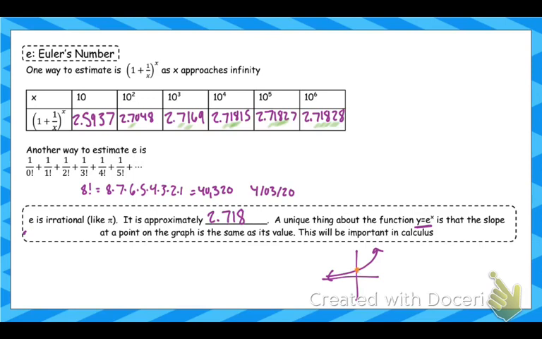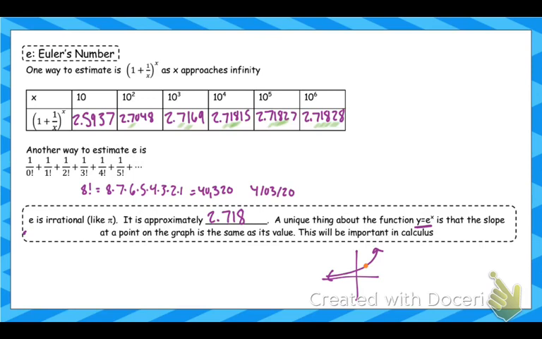If I were to find the slope of the tangent line at that point, I'm going to draw a tangent line, and I'm going to find the slope of that. Well, the y-coordinate of that point is going to be the same thing as the slope. So at this point, the y-coordinate is 1, because it goes through (0, 1). Well, the slope of that tangent line at that point is also 1. Now that's true if you take any point in this graph.